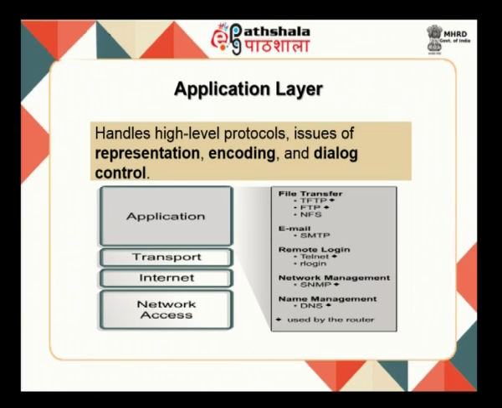This handles the high level protocols and issues like representation, encoding and dialog control. In the application layer, for doing a file transfer, we have protocols like the file transfer protocol, called FTP, and NFS. To provide an email service, we have a protocol called SMTP, the simple mail transfer protocol. To provide a remote login, we have 2 other protocols called Telnet and RLogin. For network management, we have a protocol called SNMP. For name management, we have a protocol called the domain name system, and they are all used by the router.